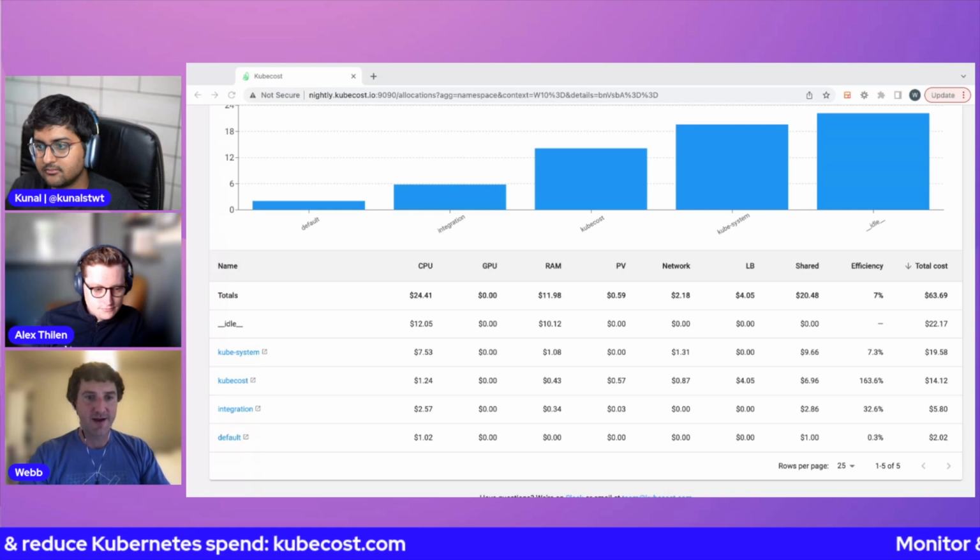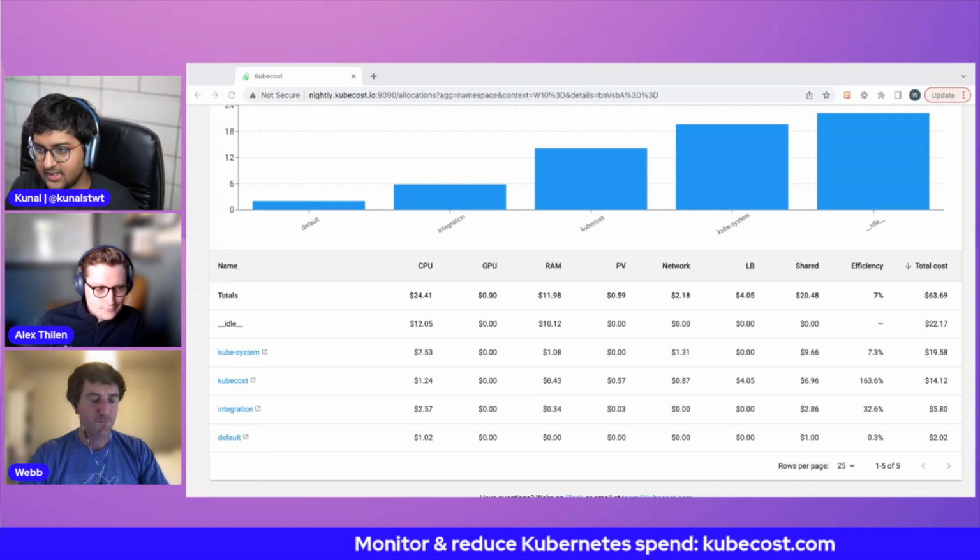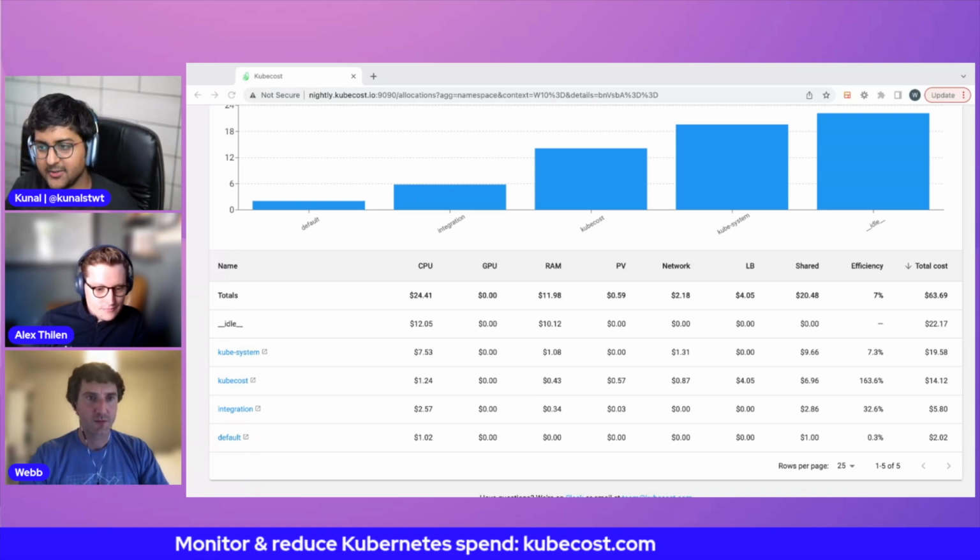I'll stop there, but let me know if I can answer more questions. What providers does OpenCost support right now? Yeah, Alex, you want to take that one?